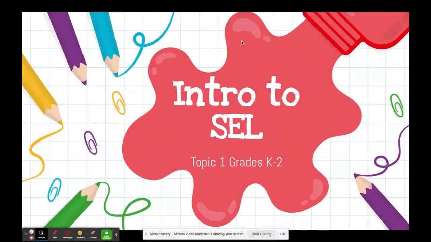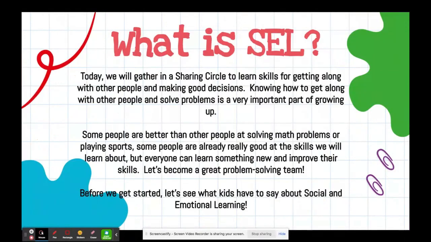Today's lesson is an introduction to SEL for grades K to 2. What is SEL? Today, we will gather in a sharing circle to learn skills for getting along with other people and making good decisions. Knowing how to get along with other people and solve problems is a very important part of growing up. Some people are better than other people at solving math problems or playing sports. Some people are already really good at the skills we will learn about, but everyone can learn something new and improve their skills. Let's become a great problem-solving team.